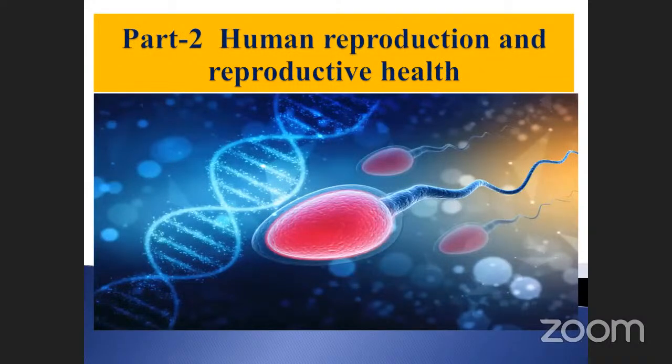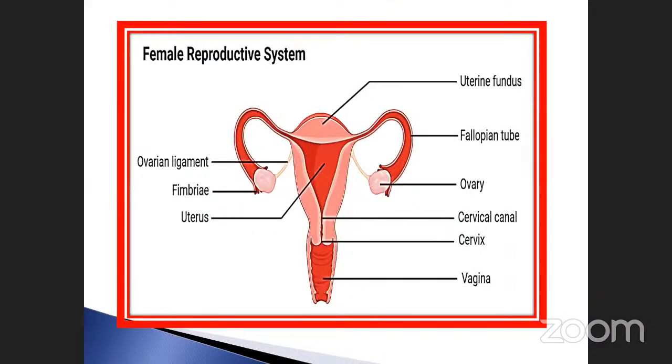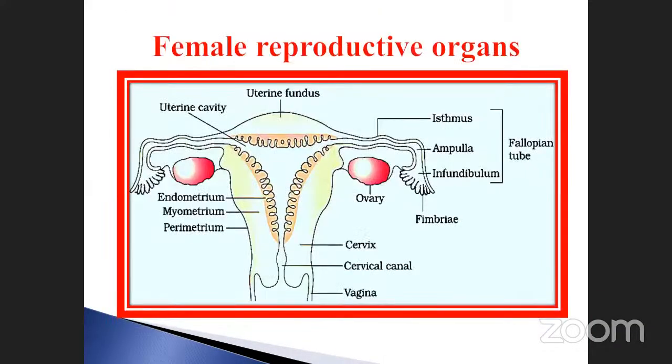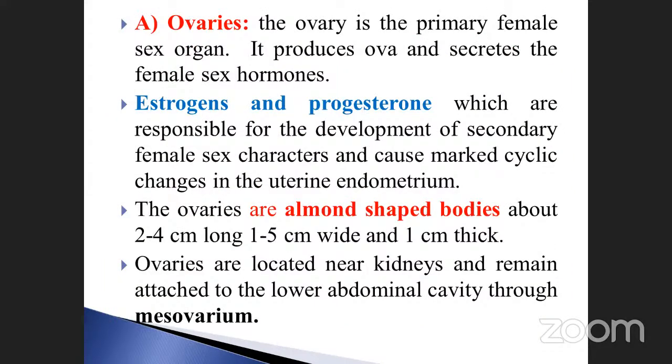Good evening, my dear students. Last class, what we have discussed in our report: the male reproductive system, and the female reproductive system. What are the parts present in it? And what are the hormones responsible for the female reproduction, otherwise called female behaviors, that means sexual characteristics? That is also estrogen and progesterone.